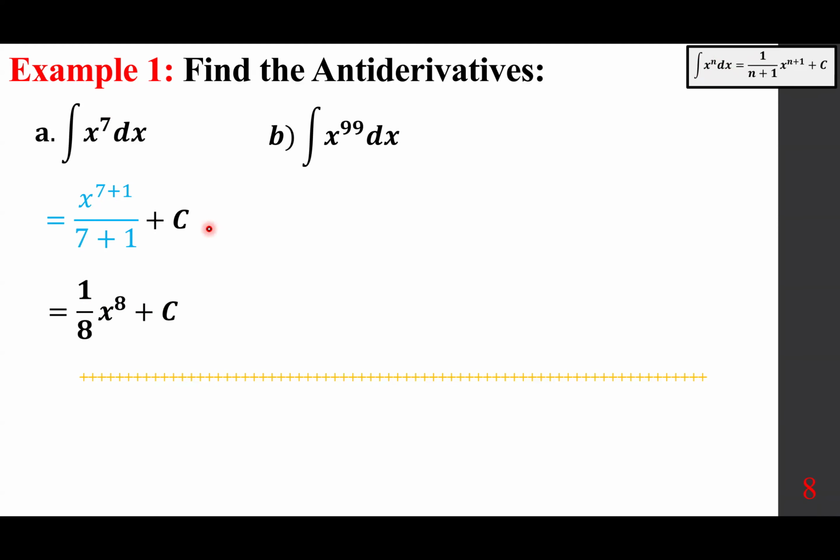What about x to the power of 99 dx? The same thing. Add 1 to 99 and then divide by it, plus a constant. So when you add 1 to 99, you get 100. So 1 over 100, x to the power of 100 and a constant.